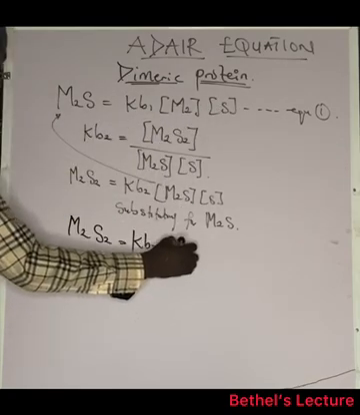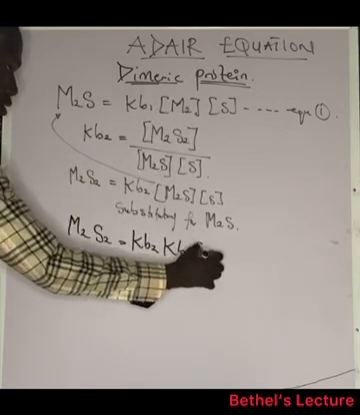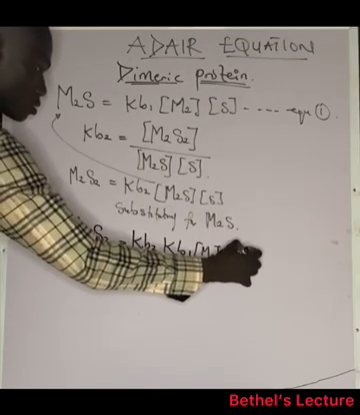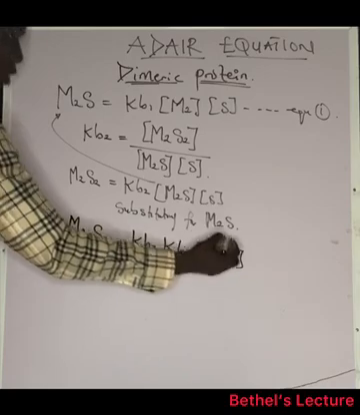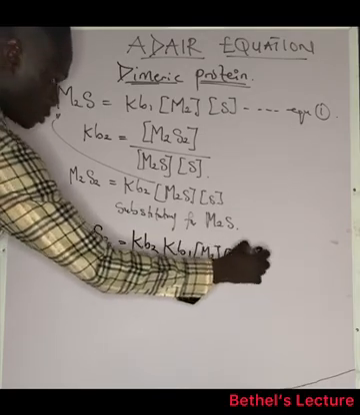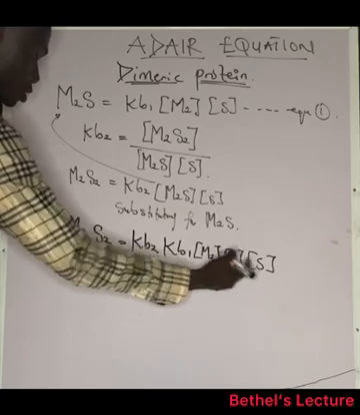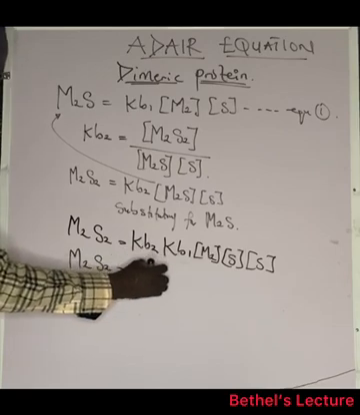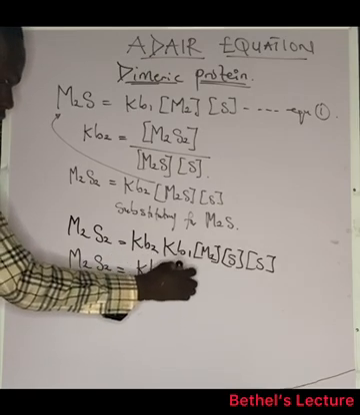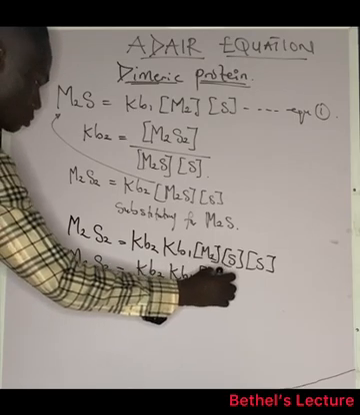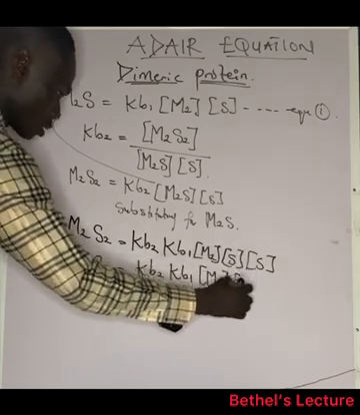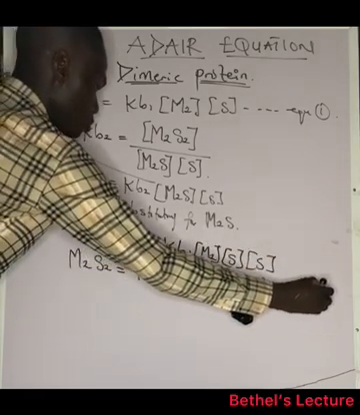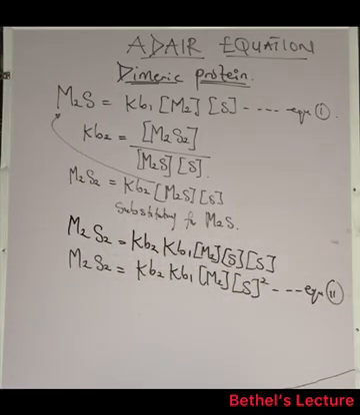So KB1, and what is left there? M2, then S. Then I think one S is still left here, so we just put it. This S and this S. Let me write it again for you. This is the last S I just put there. So therefore our M2S2 is now equal to KB2 times KB1 times M2 times S times S, which gives S squared. So this becomes our equation 2. Are you still there? Alright.